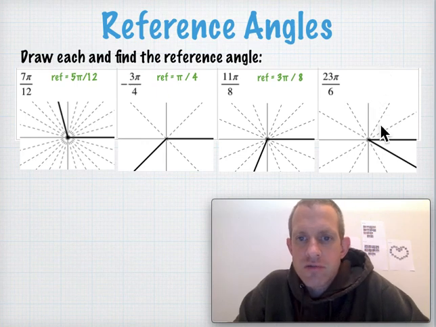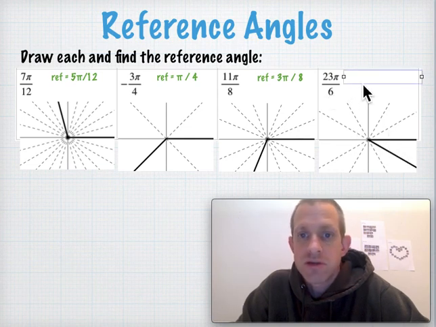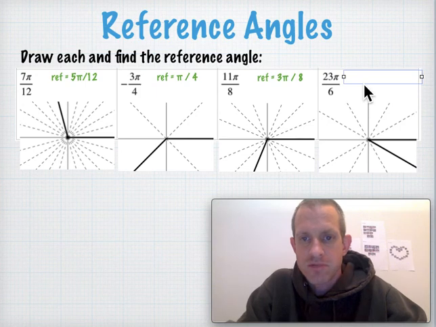And for 23 pi sixths, it's quite a ways around. It's almost 2 times around. What I want to know is how close to this nearest x-axis I am. And so that looks like 1 of these wedges, which are sixths. So it must be 1/6 of pi, or simply pi over 6.